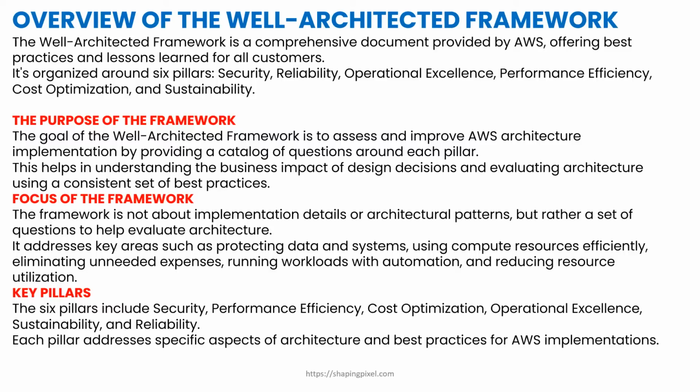The 6 pillars include security, performance efficiency, cost optimization, operational excellence, sustainability, and reliability. Each pillar addresses specific aspects of architecture and best practices for AWS implementation. So in summary, the Well-Architected Framework is a valuable resource developed by AWS experts to help evaluate architecture and ensure adherence to best practices across 6 critical categories.